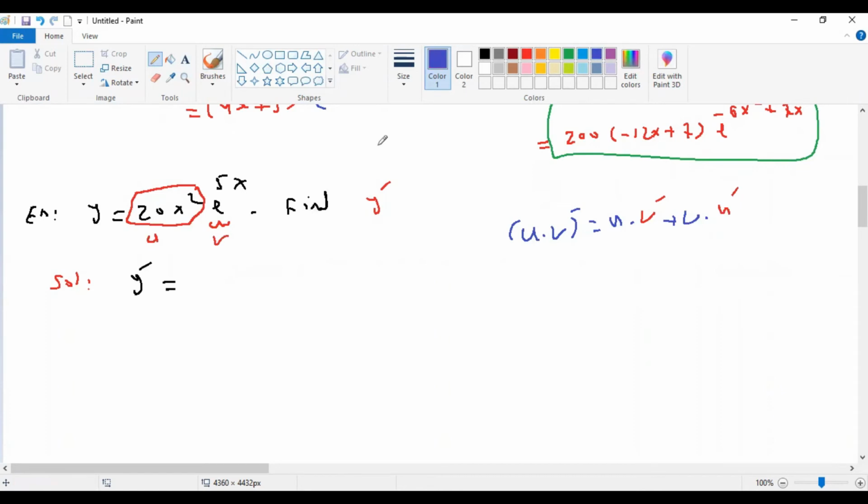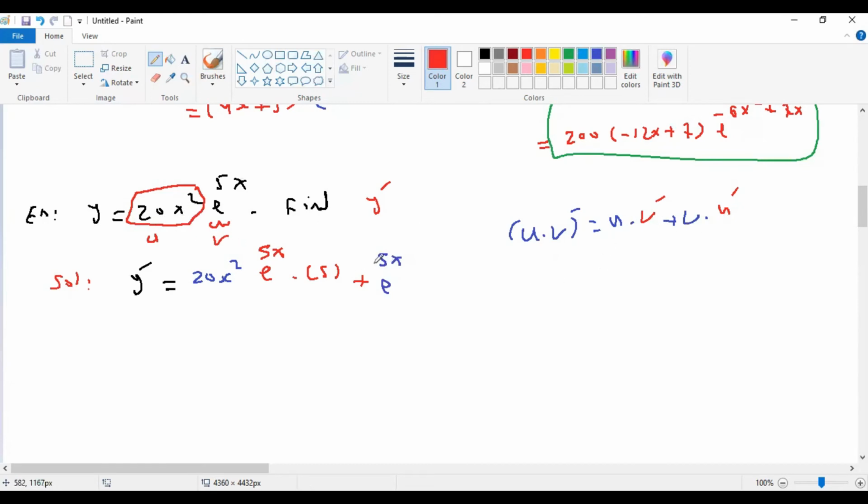So now the derivative is u. So we have 20x squared multiplied by the derivative of e. The derivative of e is the same, multiplied by the derivative of the power, which is 5. Okay, now first 20x squared multiplied by the derivative of e. The derivative of e is e multiplied by the derivative of the power. Plus, now the second one, the e to the power 5x, multiplied by the derivative of the first one, the u prime. See the rule, u v prime plus v u prime.